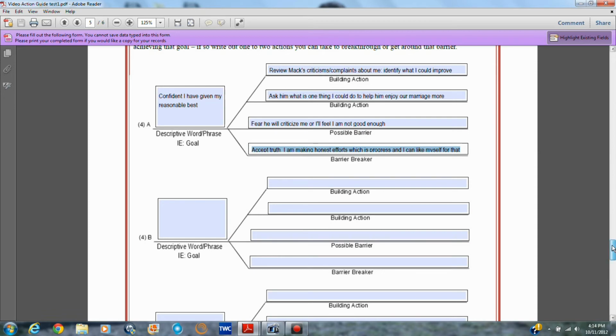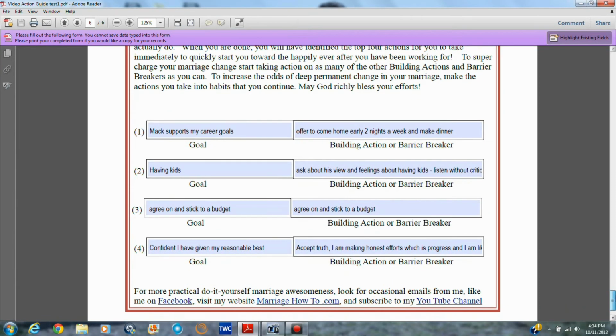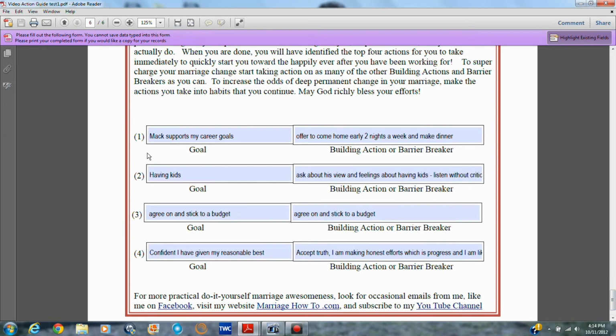So now we're going to go down here to step 3, and we're going to try and put it all together into our 4-point immediate action plan for Samantha. So the first thing we're going to do is we're going to choose only one of the goals in blank number 1, and she only had one in this particular case. She wants Mac to support her career goals, and now there's 3 criteria to choose the right action, building action, or barrier breaker to plug into related to this goal.